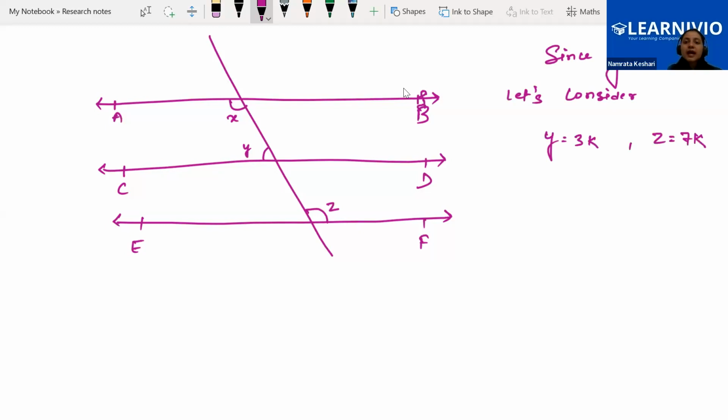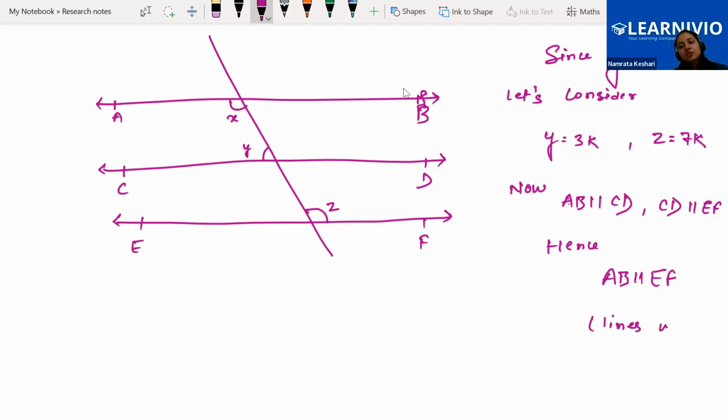Now, since AB is parallel to CD and CD is parallel to EF, hence we can say that AB, CD, EF all together are parallel, or we can also say that AB and EF are also parallel. These two different lines are parallel to the same line, hence they will be parallel with each other. Here we can write the theorem that lines which are parallel to the same line are parallel with each other.